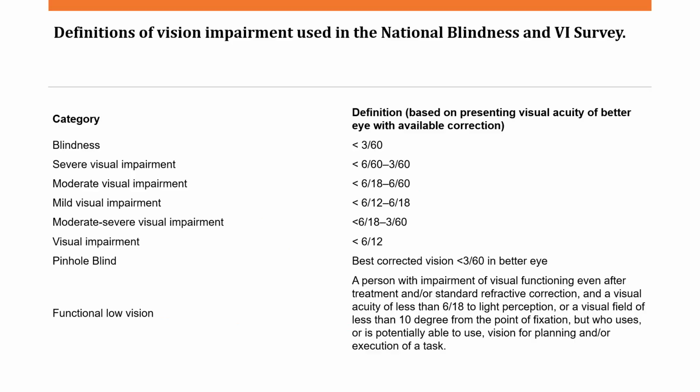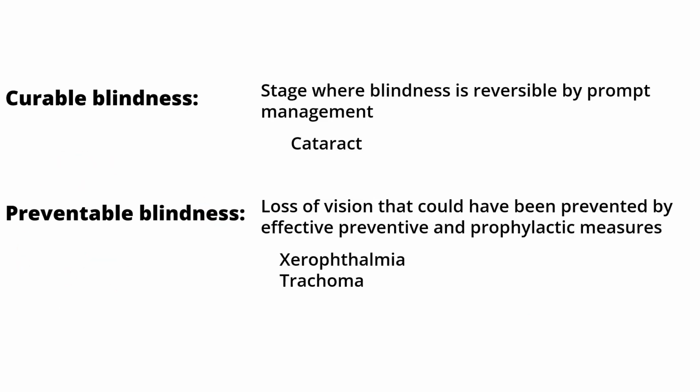Now the definition of vision impairment used in the National Blindness and Vision Impairment Survey. Here they classify visual impairment into three categories: mild, moderate and severe. So 6/60 to 6/18, 6/12, they classify it like that, and below 3/60 is called blindness.